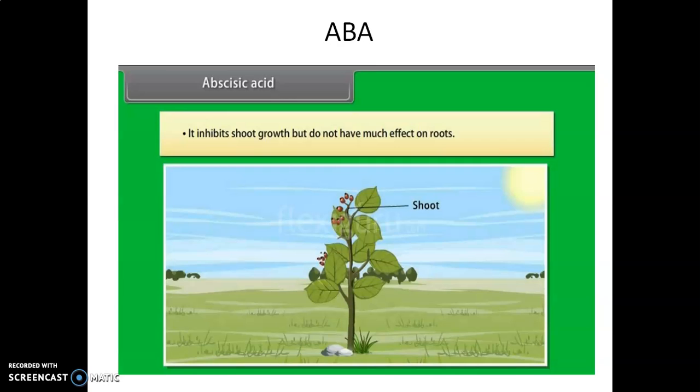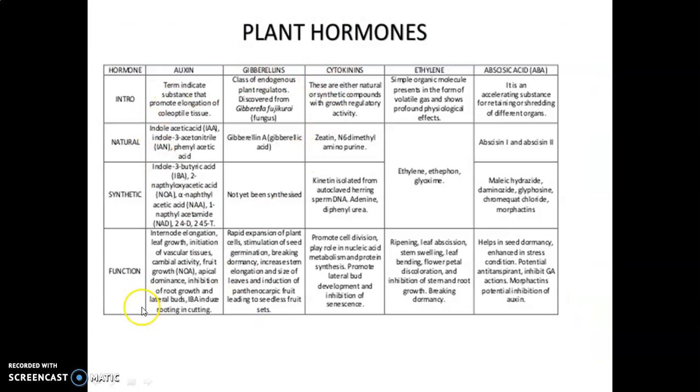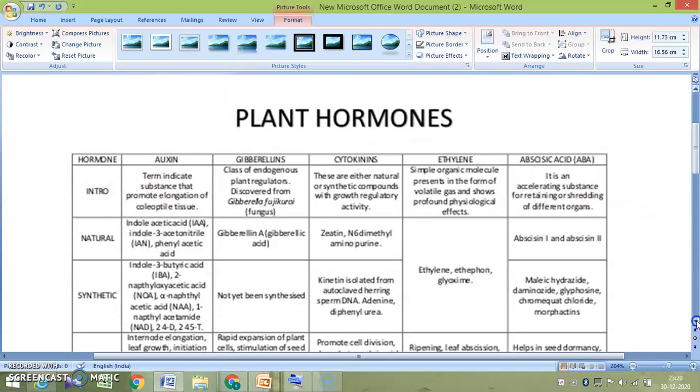It inhibits shoot growth but does not have much effect on roots. And other functions: prevents seed germination, inhibits shoot growth during environmental stress, stimulates stomata closure, then causes abscission of buds, leaves, petals, flowers and fruits. So these are the plant hormones. Now let's discuss in detail each one of these. So first of all, let's start with auxin.